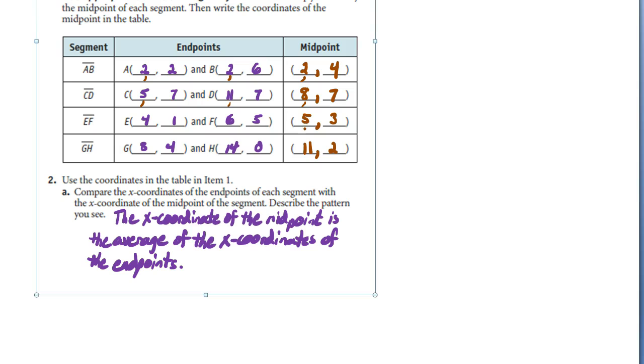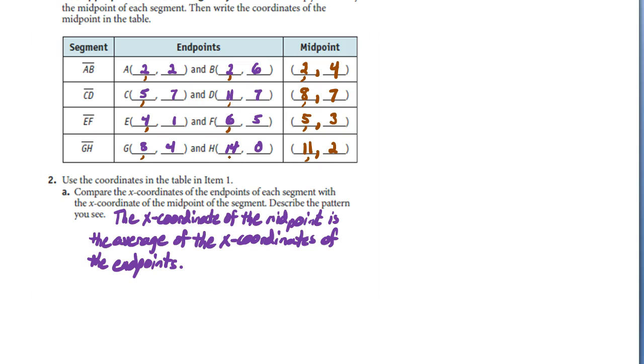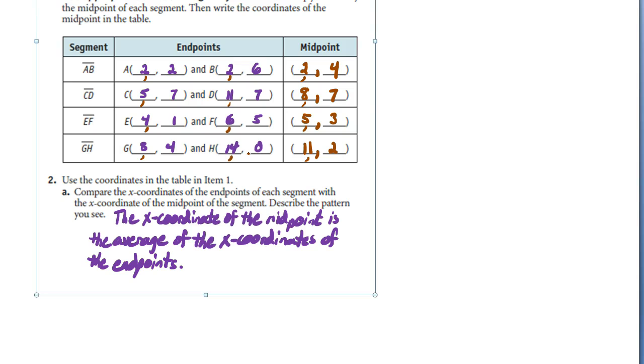Okay, let's look at the next one. The x-coordinate of the midpoint is 5. These x-coordinates are 4 and 6. 5 is the average of 4 and 6. And then the last one, that x-coordinate is 11. This x-coordinate is 8. This x-coordinate is 14. And 11 is the average of 8 and 14. 8 plus 14 is 22. 22 divided by 2 is 11. If we go back to the first row, yes, they're the same, but 2 is the average of 2 and 2. So here's the pattern. The x-coordinate of the midpoint is the average of the x-coordinates of the endpoints.